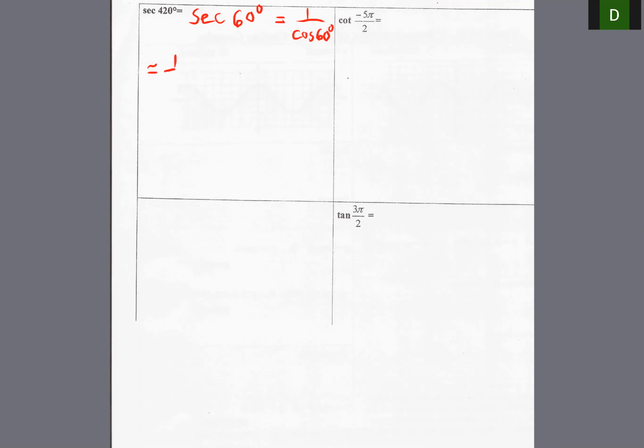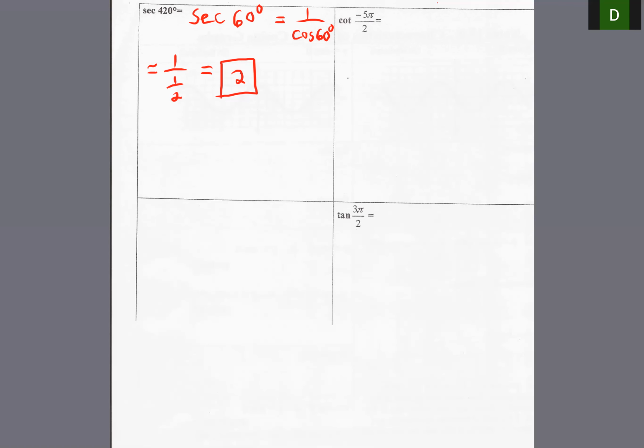So if you do 1 divided by 1/2, if you want to make 1 cup of flour, and you have 1/2 cups, how many 1/2 cups does it take to make 1 cup of flour? 2. So there's 2 1/2 cups to make 1 cup of flour. So that's our answer. And this one will be easy to check on your calculator. Just do 1 divided by cosine 60. It should give you 2.